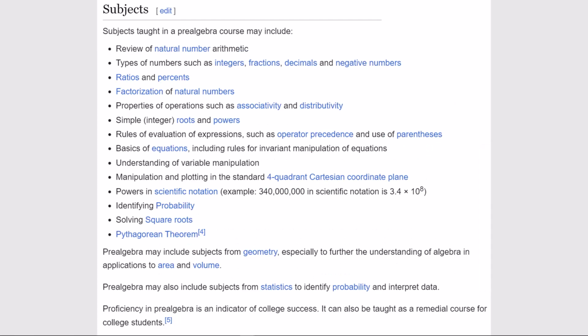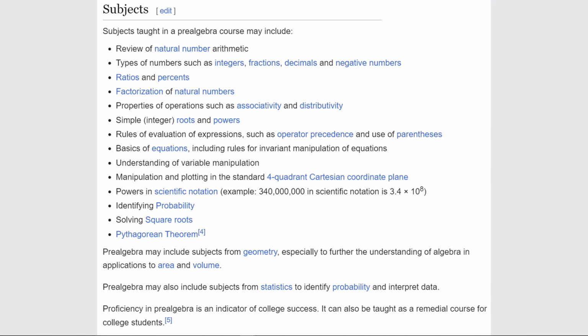The subjects taught in a pre-algebra course include review of natural number arithmetic, types of numbers such as integers, fractions, decimals, and negative numbers, ratios and percents, factorization of natural numbers, properties of operations, such as the associative property and the distributive property, simple integer roots and powers, rules of evaluating expressions, such as operator precedence and use of parentheses using PEMDAS, basics of equations, including rules for manipulation of equations, understanding variable manipulation, using the four-quadrant Cartesian coordinate plane, powers in scientific notation, probability, square roots, Pythagorean theorem, study of geometry, especially to further the understanding of algebra in applications to area and volume.